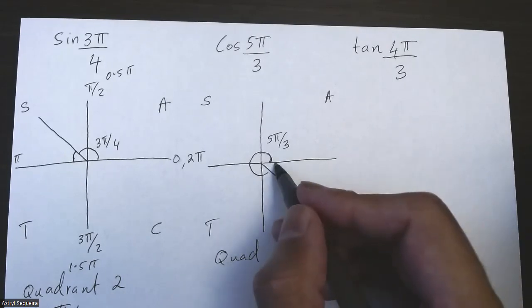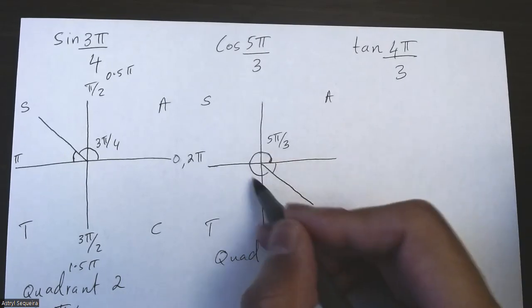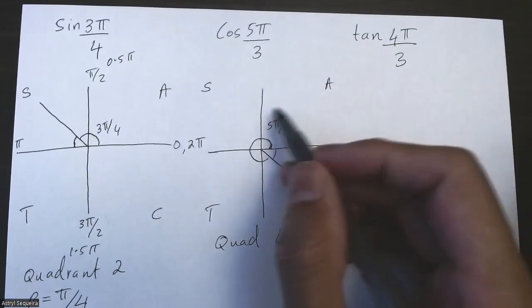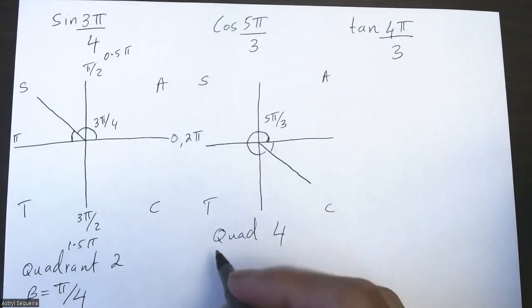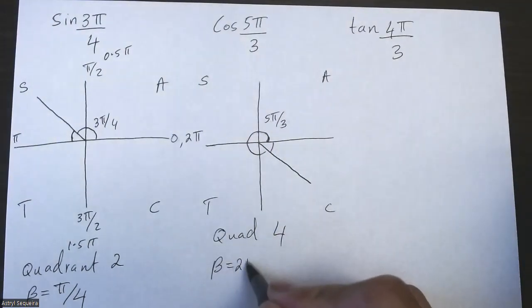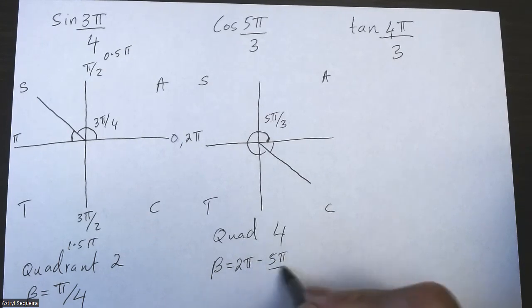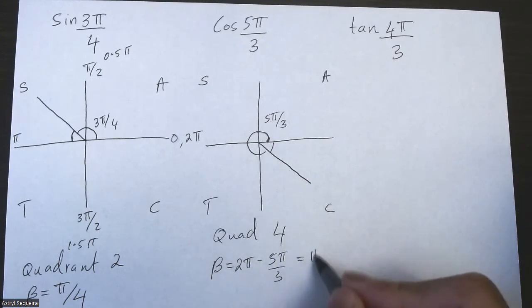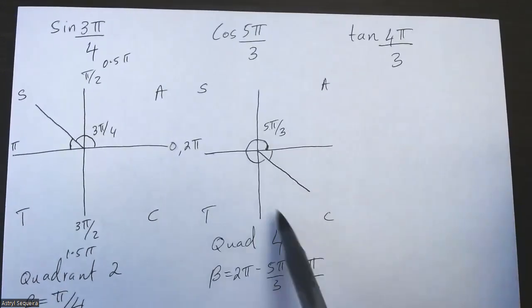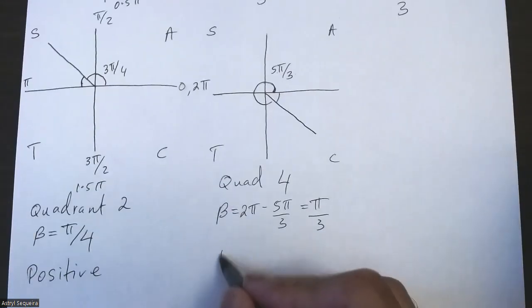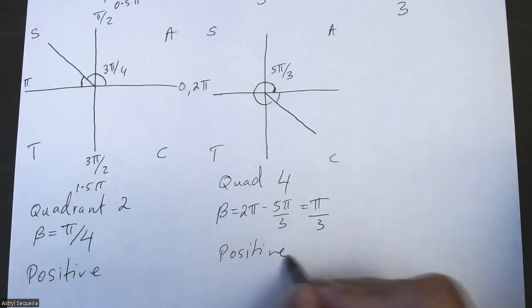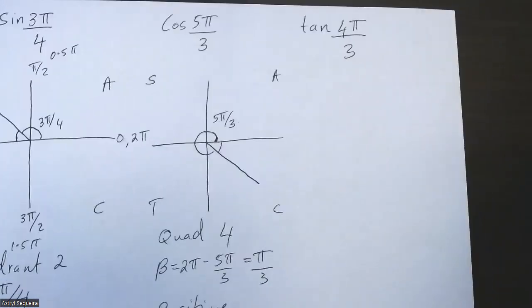My acute angle is this tiny angle here. So a full circle is 2 pi. So I'm going to do 2 pi minus 5 pi over 3, which is just pi over 3. And cos is positive in this quadrant as well because it's a C here. Cos is positive there according to CAST rule.